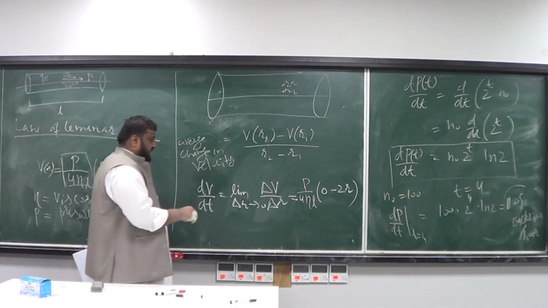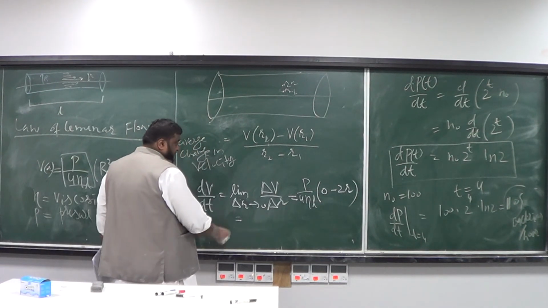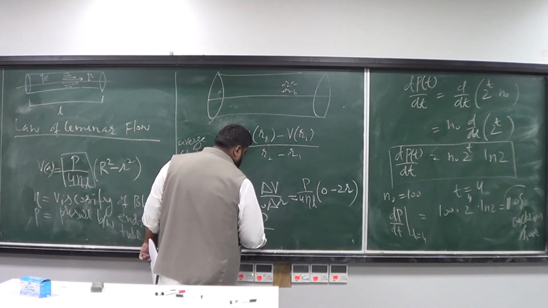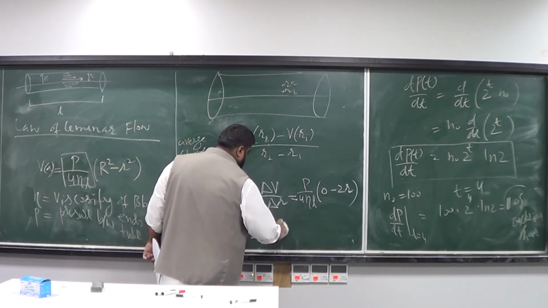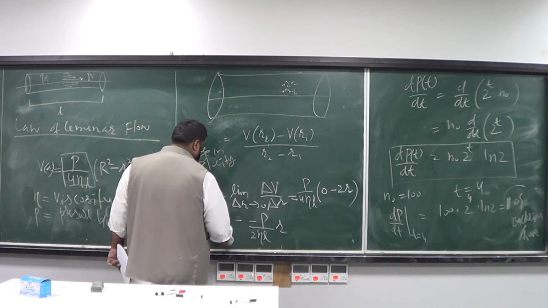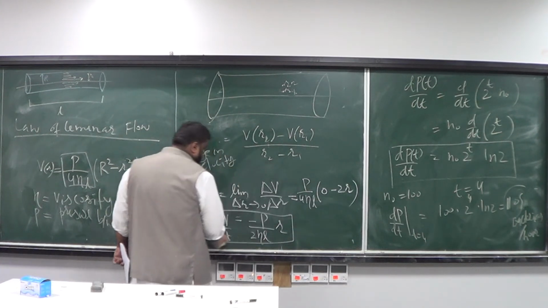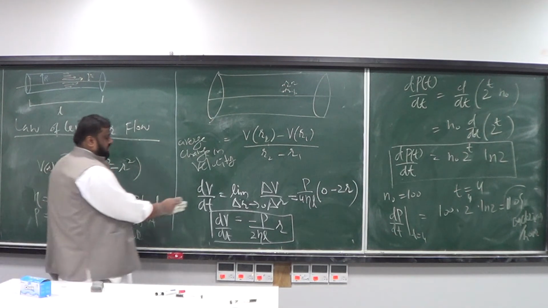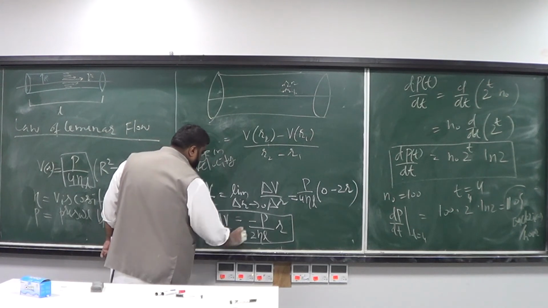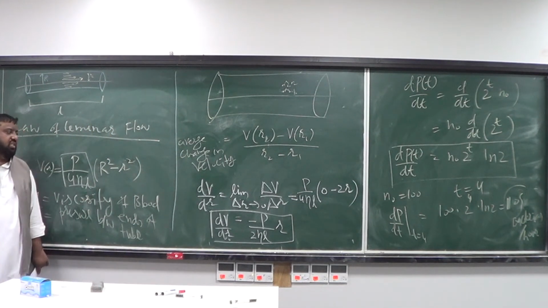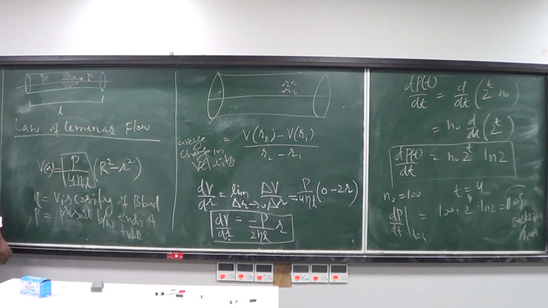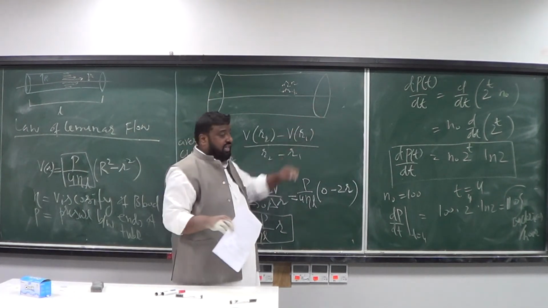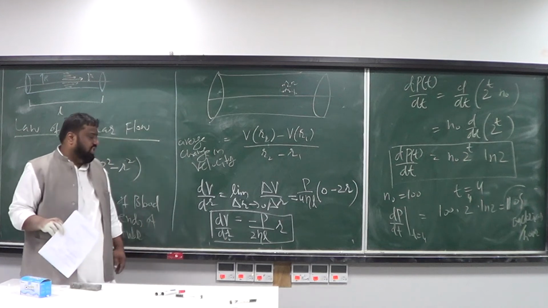If you compute it, you're going to get minus P over 2 eta L times r for dV by dr. Sorry, this is not t, this is r. This would be the rate at which the velocity of the blood is changing when you change the position in the cylinder, when the small r is changing.